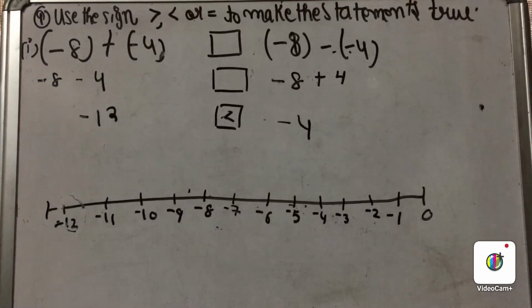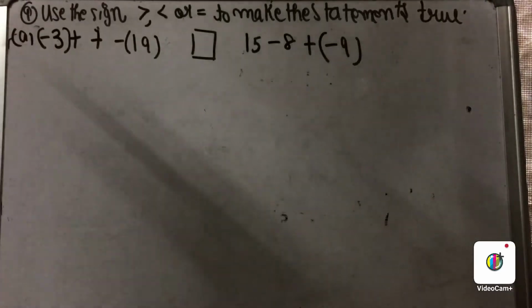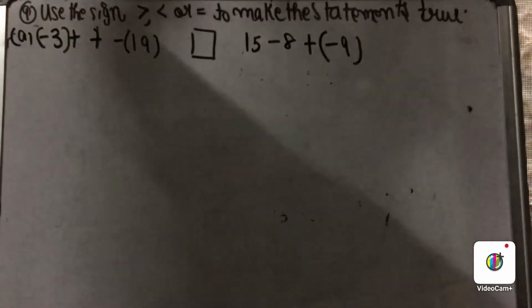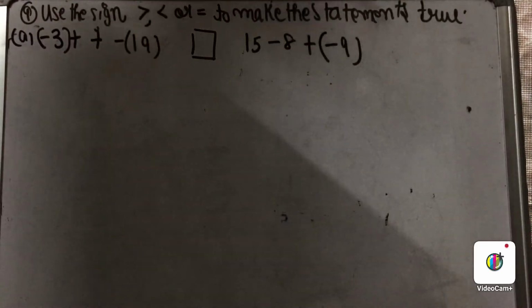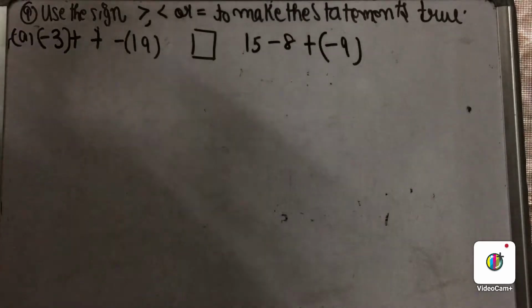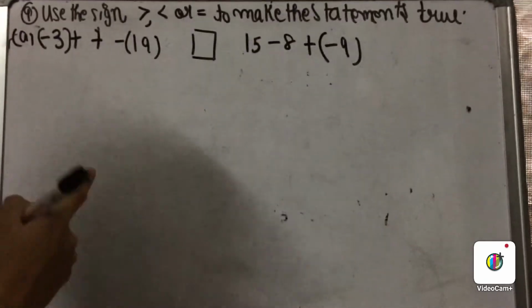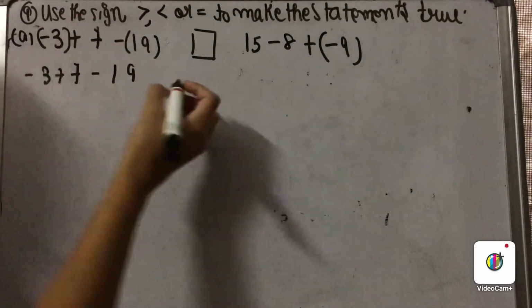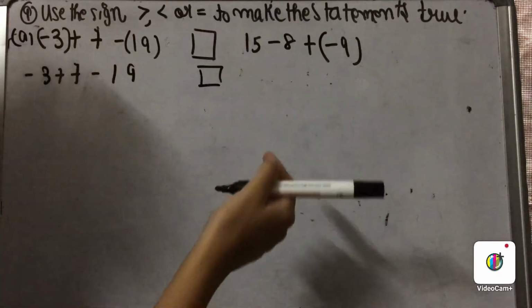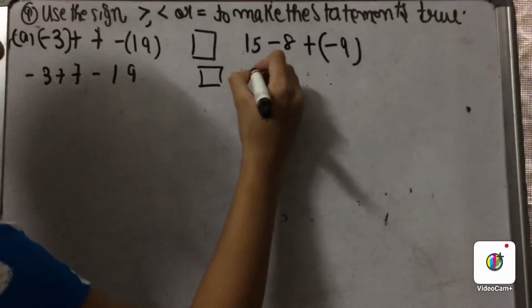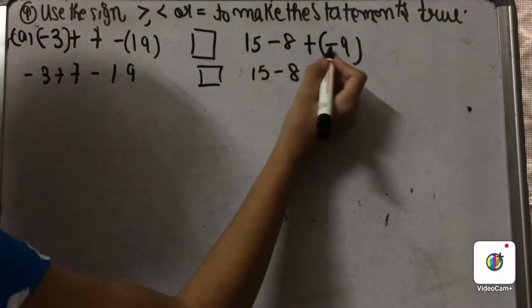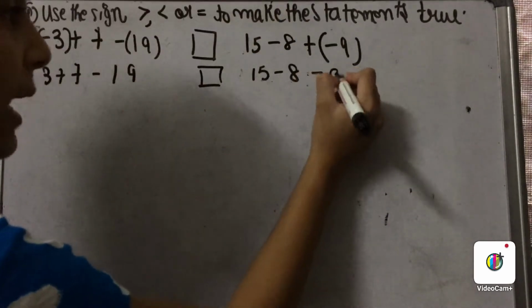Now let us move to our next part. What is our next part? Minus 3 plus 7 minus 19 compared to 15 minus 8 plus minus 9. So now let us solve this. We will firstly remove the brackets, minus 3 plus 7 minus 19. Now moving to the RHS, 15 minus 8. Now which sign would come, plus or minus? Plus minus is minus. So this would be minus 9.